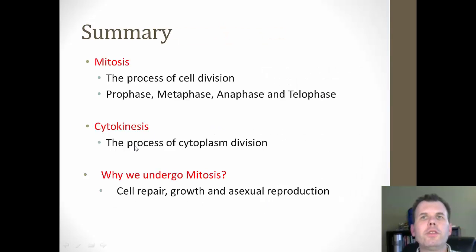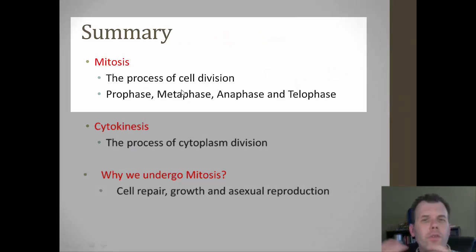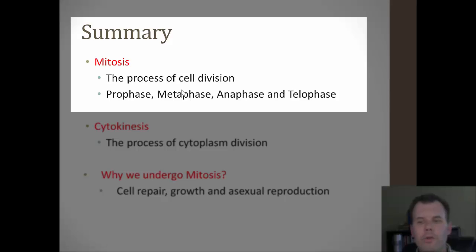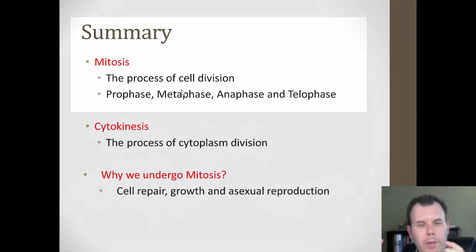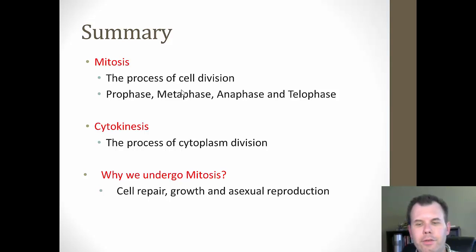All right, so let's summarize. Mitosis is the process of cell division. We have the four stages: prophase, metaphase, anaphase, telophase. Prophase is when the cell gets ready: you get condensing, you lose the nuclear membrane, and the centrioles move to the poles. Metaphase is when the chromosomes all line up. Anaphase is when they get pulled apart. And telophase is when the cell starts to look like itself again.